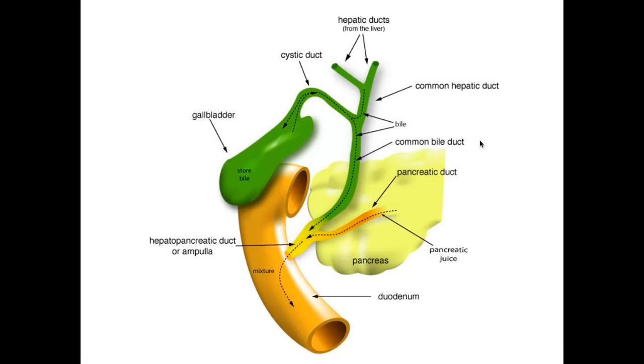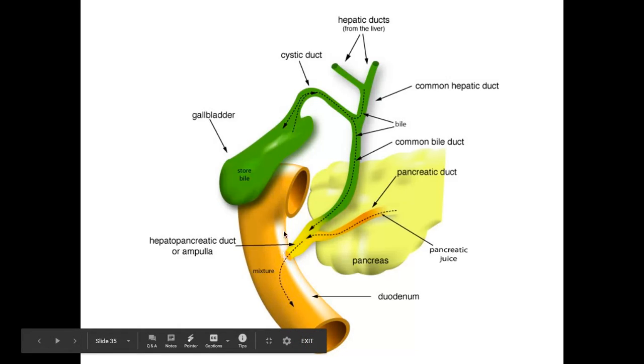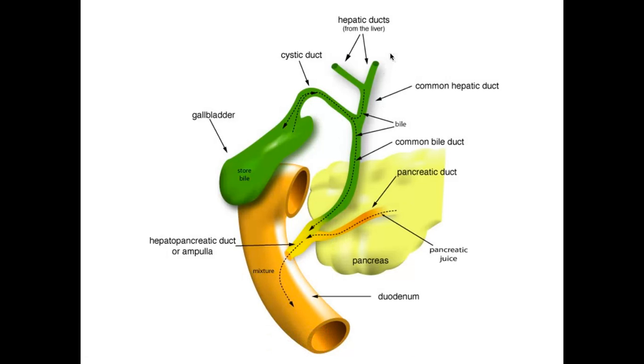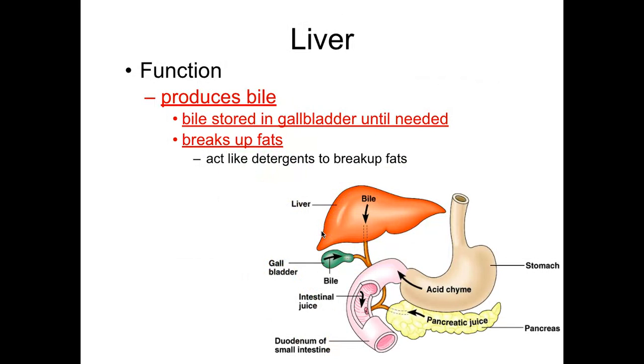Here's another look at it. Here's the duodenum, the small intestine, pancreas. They're all connected here. All right. Got the hepatic ducts coming down from the liver, the gallbladder, the bile duct, the pancreatic duct. They're just tubes that are carrying the juices. You don't need to know all those names. The juices into the small intestine.